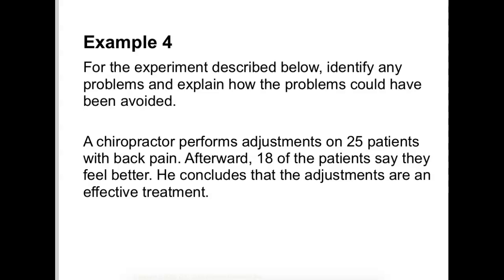So for this experiment, let's identify any problems and explain how the problems could have been avoided. A chiropractor performs adjustments on 25 patients with back pain. Afterward, 18 of the patients say they feel better. He concludes that the adjustments are an effective treatment.